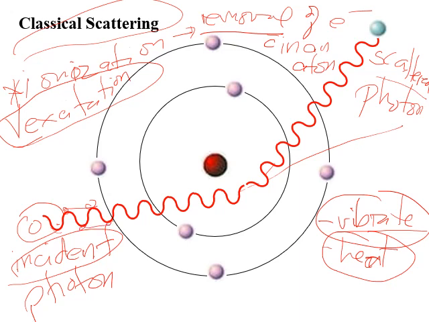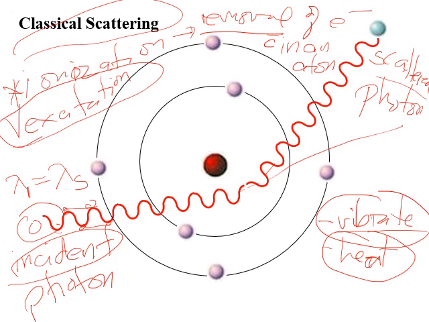So the wavelength of the incident photon is equal to the wavelength of the scattered photon. So kung ano yung wavelength niya pagpasok, ganon din yung wavelength niya paglabas. Ibig sabihin, yung energy niya is the same as it enters and remains the same as it comes outside or exits the atom.